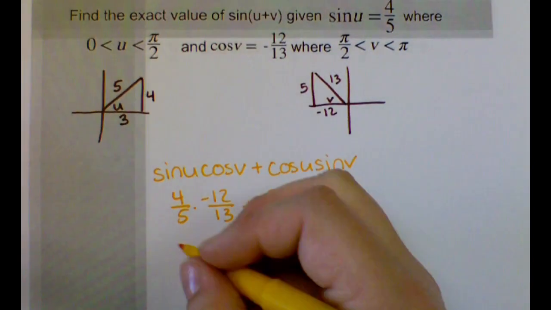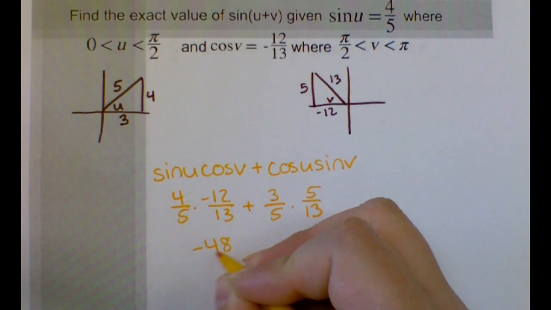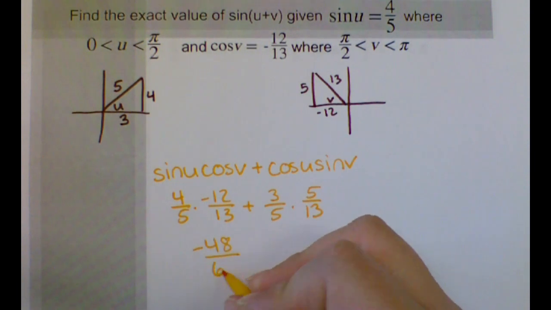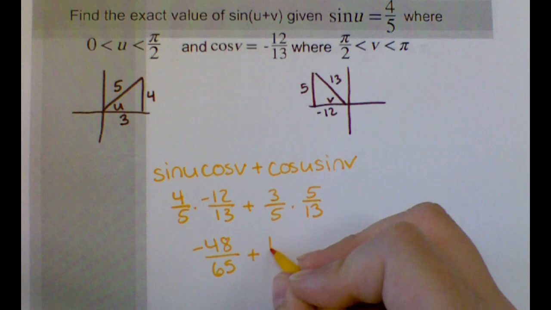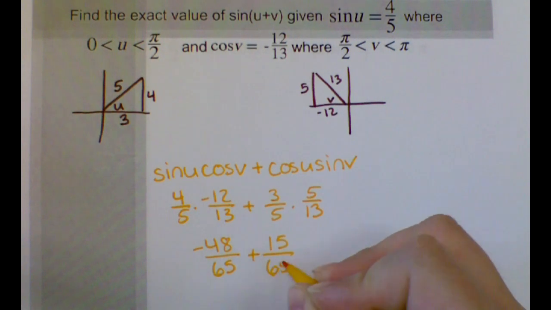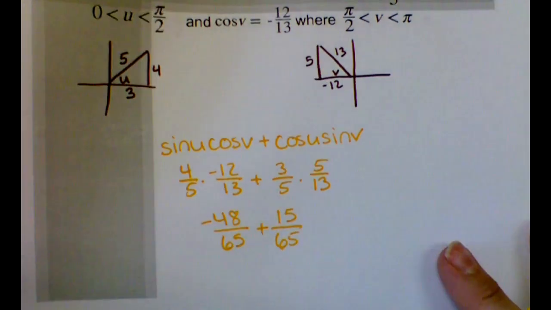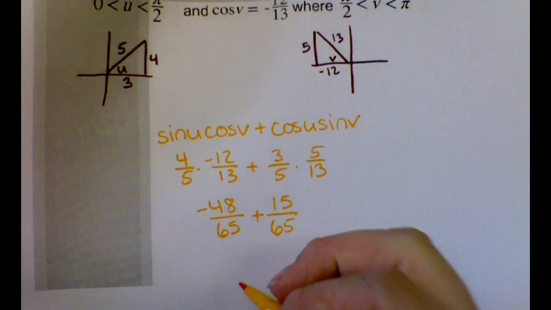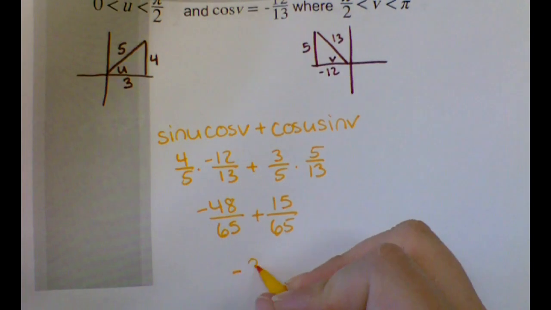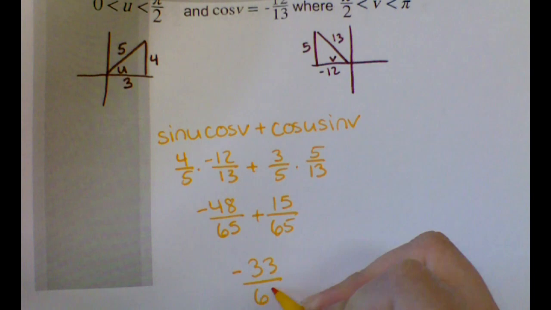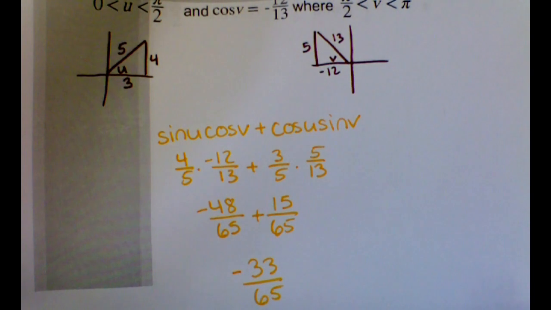So we multiply, we get negative 48/65ths plus 15/65ths. And they both have the same denominator, so I add them together, giving me negative 33/65ths. Simplify if I could, but I can't. So there's our answer.